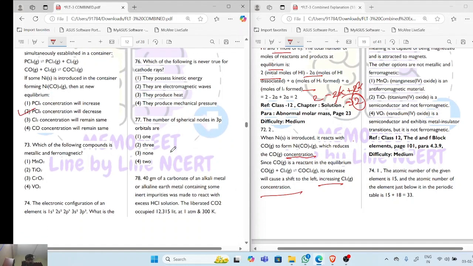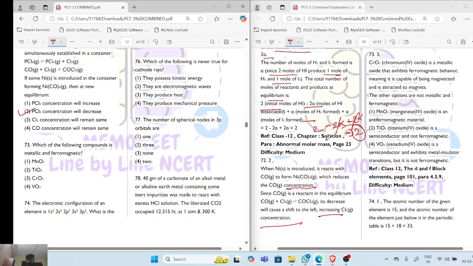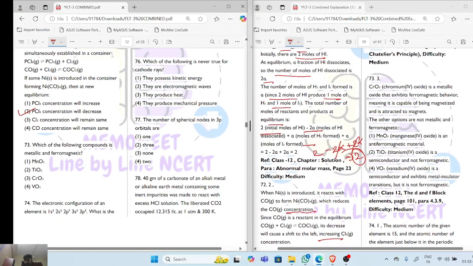Now comes to question number 73. Which one of the following compounds is metallic and ferromagnetic? So for question number 73, CrO2, chromium 4 oxide, is a metallic oxide that exhibits ferromagnetic behavior, meaning it is capable of being magnetized and is attracted to magnets. The other options are not metallic and ferromagnetic.